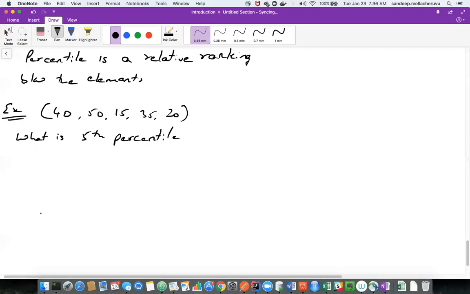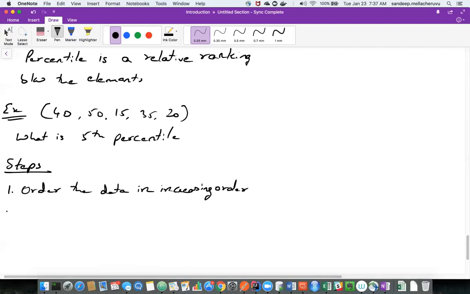If I follow those steps, always I'll get a percentile. So it should be easy now. I'll just give you a list of steps. Just follow all those steps, you'll get the percentile. Let me write those. First thing is, order the data in increasing order. Okay, that is the first step.